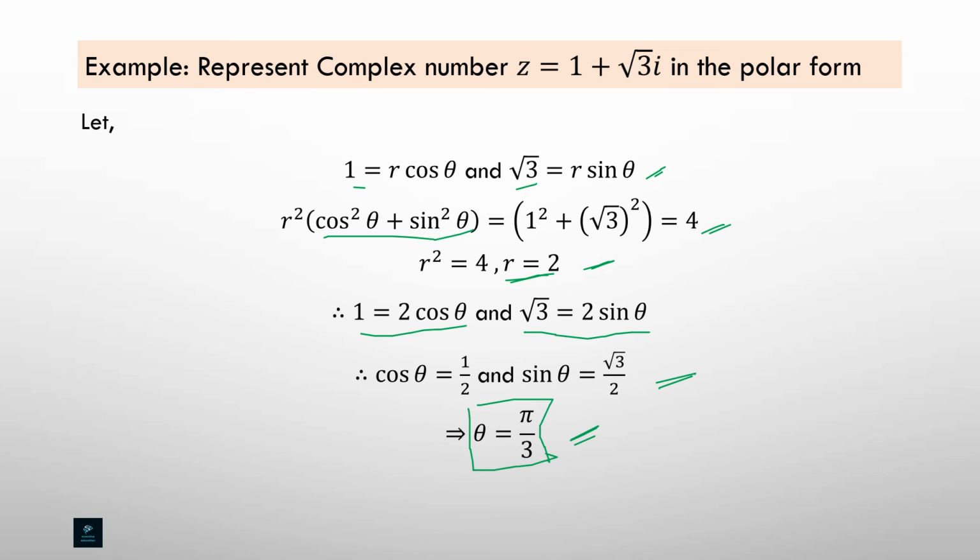Then using the values of theta and r, we can write the complex number z as 2 times cos pi by 3 plus i times sin pi by 3. So this is the polar representation of the complex number z equals 1 plus square root of 3 i.